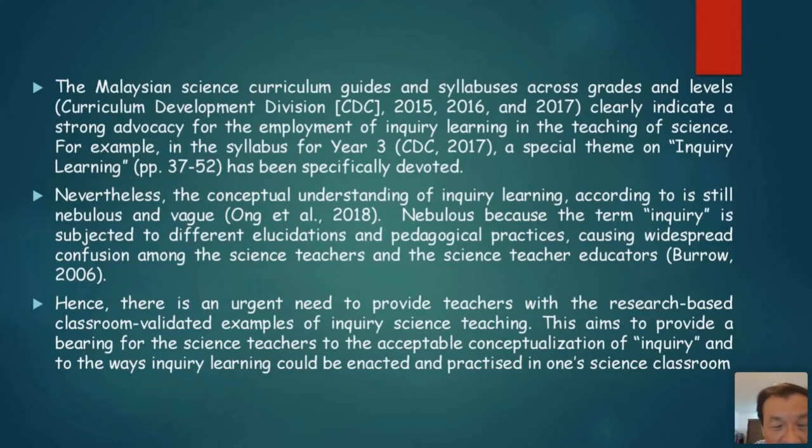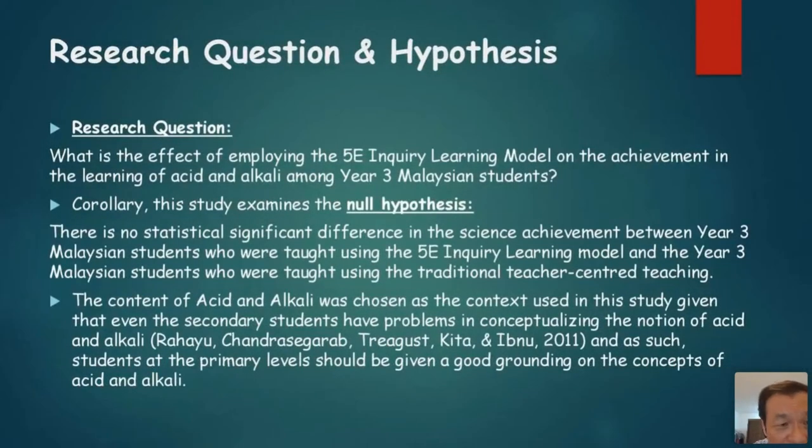All right, so the research question is, what is the effect of employing the 5E inquiry learning model on the achievement in the learning of acid and alkali among year 3 Malaysian students? Also, the content of acid and alkali was chosen as a context because even in secondary school, children have problems in conceptualizing the notion of acid and alkali. And as such, students at a primary level should be given a good grounding on the concepts of acid and alkali.